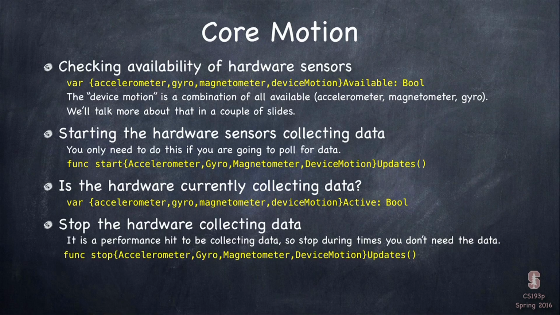And then to stop the hardware, to turn off the accelerometer, turn off the gyro, you just say stop whatever updates, and that'll stop it. And you want to do this as soon as you realize you don't need it. Even if you only don't need it for a little while and you're going to go back and turn it back on, fine. But anytime you don't need it, turn it off. Don't waste the user's battery by having this working when you're not actually using the data. So that's how you control the hardware.